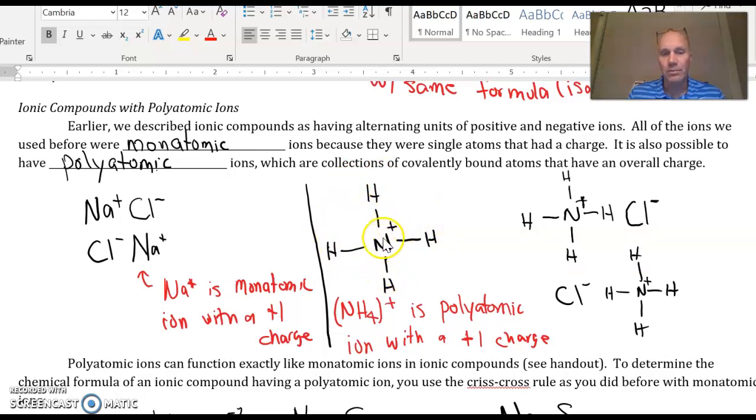For example, if we have this one right here, if you look at the Lewis structure and you calculate where there's a charge, you would determine that there's a +1 charge on the nitrogen. So we could abbreviate this molecule as NH4+. And this is a polyatomic ion because it's a collection of covalently bound atoms that overall have a charge.